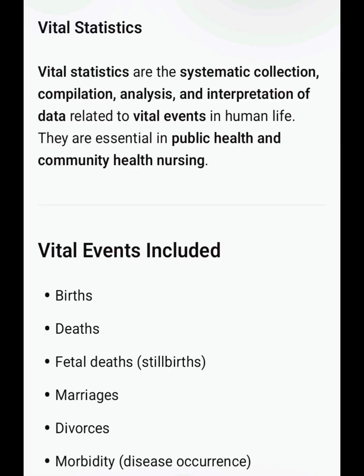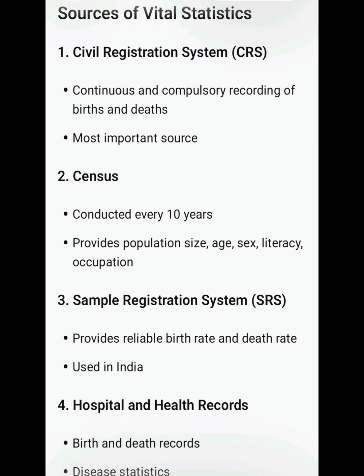The next one, vital statistics. What do we mean by that? It is a systematic collection, compilation, analysis and interpretation of data related to the vital events in human life. What are they? The first one is birth, and the second one death, then fetal death, which we call stillbirth, marriage, divorce, morbidity.